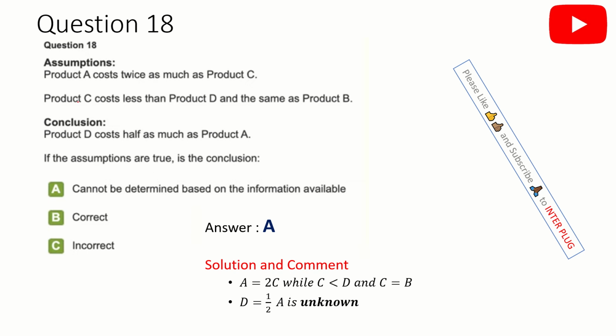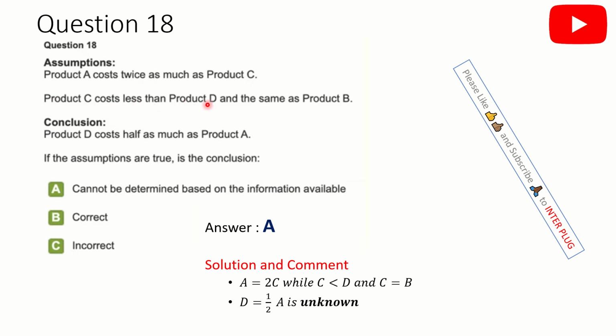Question 18, assumption conclusion question. As I said, when you do them, you just see that it's always the same kind of questions. You have two assumptions, and you need to tell us if the conclusion makes sense. Product A costs twice as much as product C. So the price of A is 2 times the price of C. I have that on my rough work.